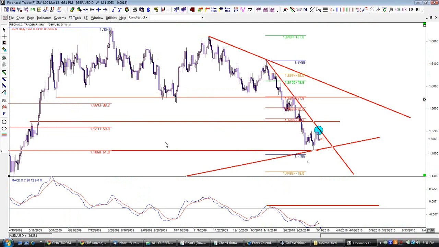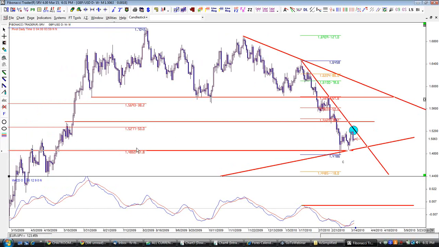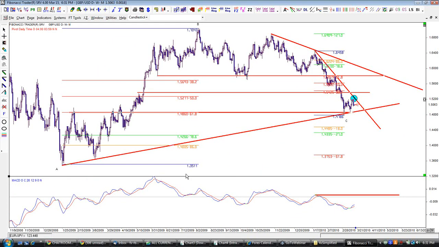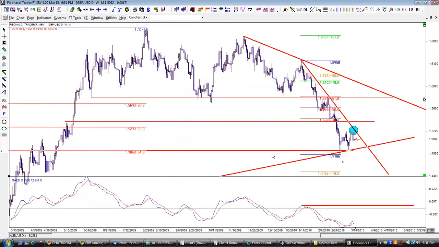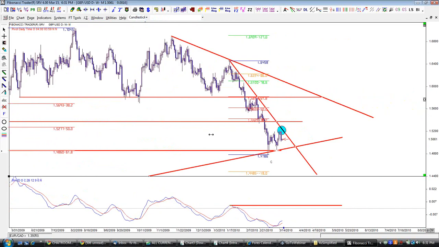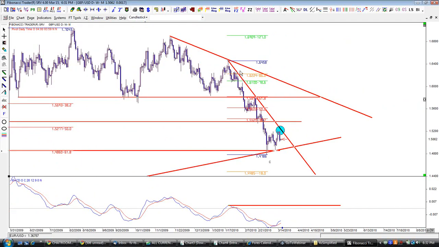Pound dollar daily, we found support at the 618. This is a very big swing. A at 135.11, B at 170.43, support at 618. This is a short-term trend line. We almost touched the trend line.